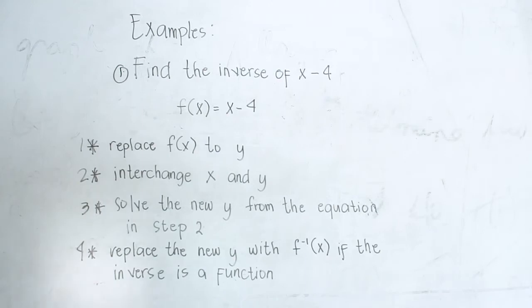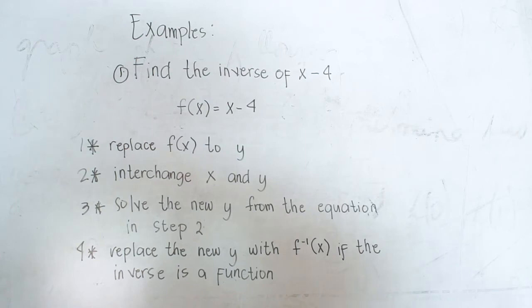Okay, example number 1: find the inverse of f of x equals x minus 4. So there are steps in finding the inverse. First is replace f of x with y, second is interchange x and y, third is solve the new y from the equation in step 2, and number 4, replace the new y with the inverse of x if the inverse is a function.